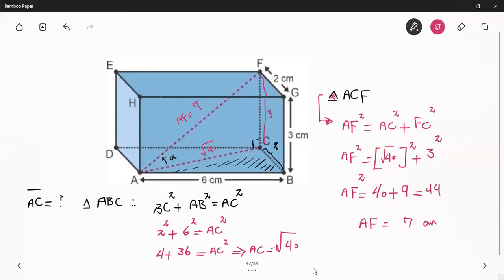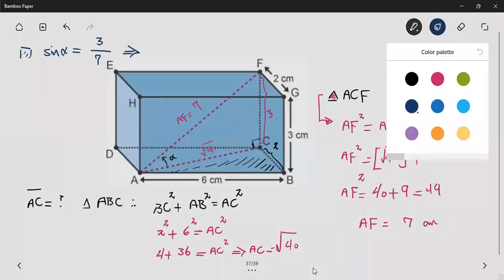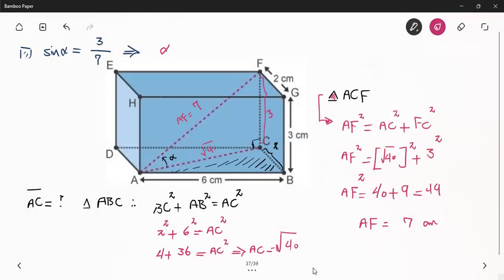Then as a result, what are we going to have? Please listen very carefully from here. We say that the sine of alpha, as a definition, becomes the opposite over the hypotenuse, which is 3/7. Now, you can choose any other ratio. You can find the cosine, the tangent, cotangent, secant, or cosecant. I just use the sine. And the task is this: what is the value of alpha?